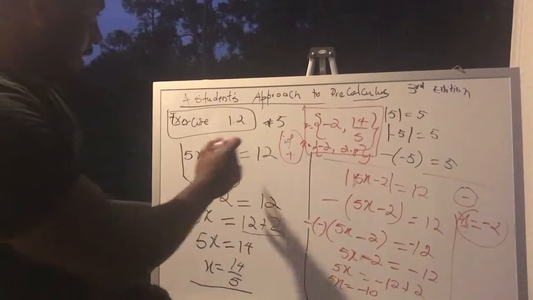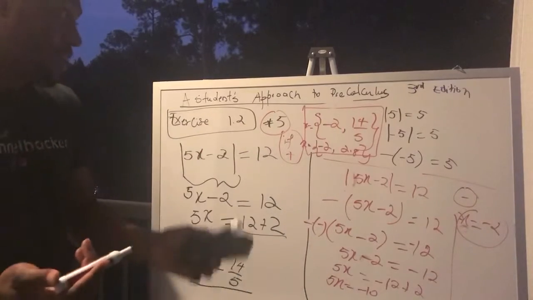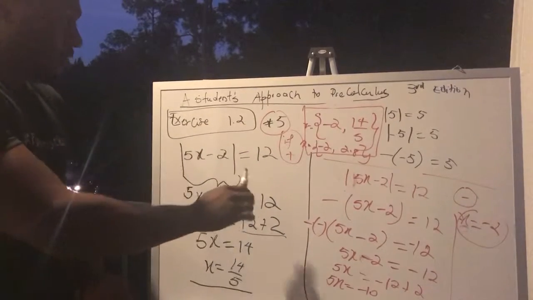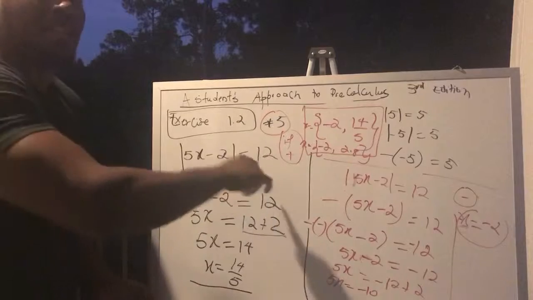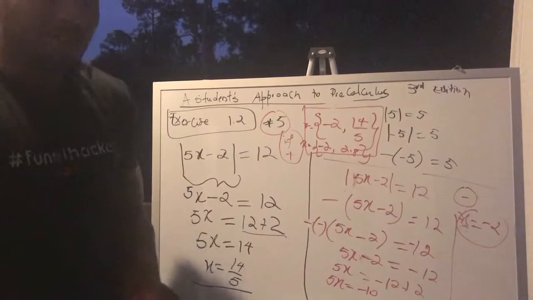Yeah. So this is exercise number 5, exercise 1.1. Next time when we come in, we're going to solve absolute value, but with inequalities, and that will be a lot more challenging, and you'll have a lot more solutions and stuff. All right, that's it.